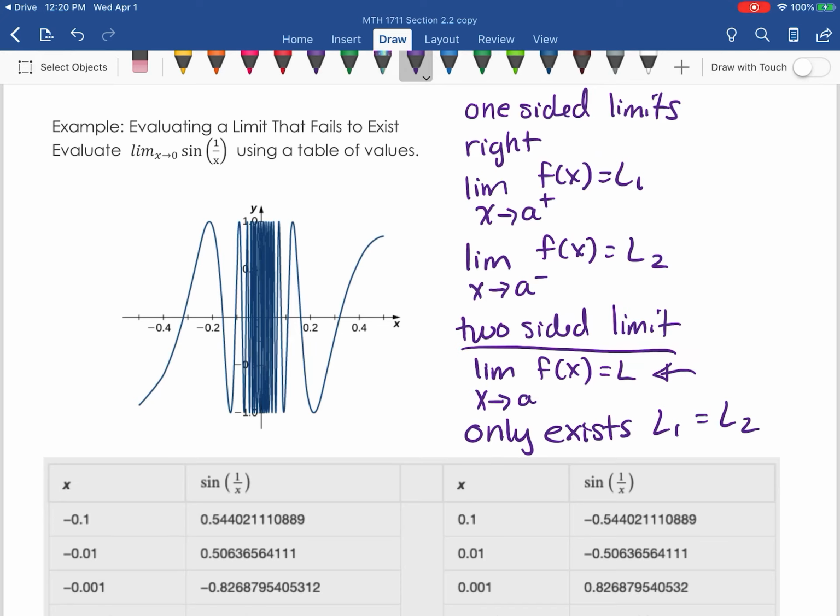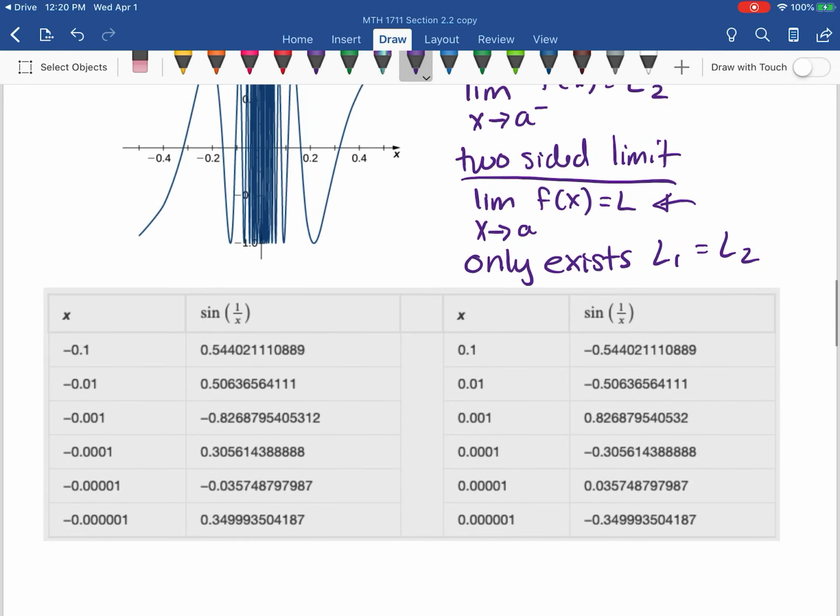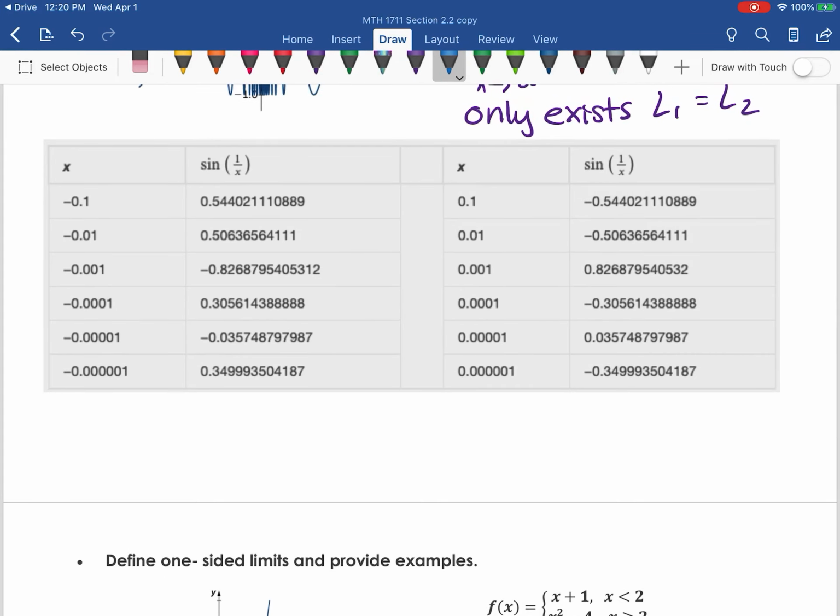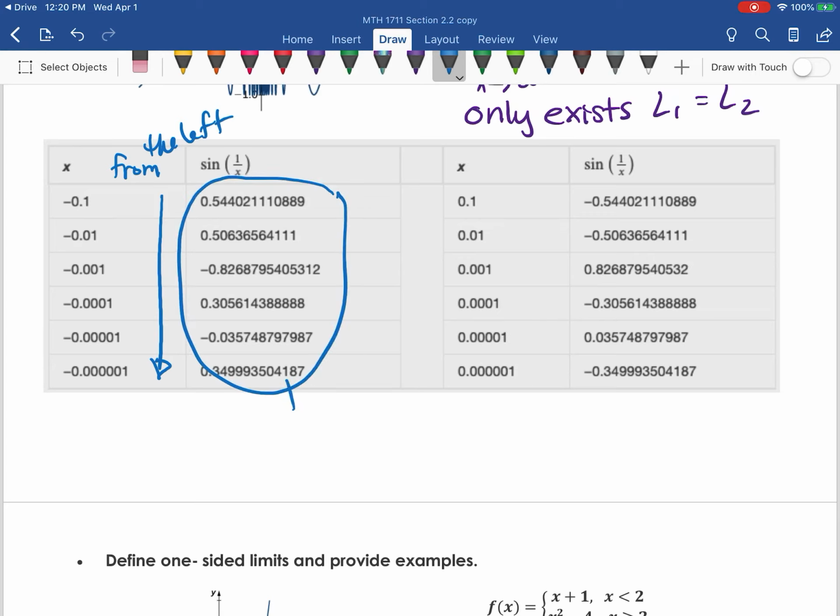So now, looking at this example, the limit as x approaches 0 of the sine of 1 over x, if we're doing this by looking at a graph, it's really, really hard to see what's going on as you're getting closer and closer to 0. So if you look at a table of values for sine of 1 over x, you'll notice that as x gets closer and closer to 0 from the left, these values here aren't approaching any particular number. It's bouncing back and forth all over the place. It's not getting closer and closer to one specific number.